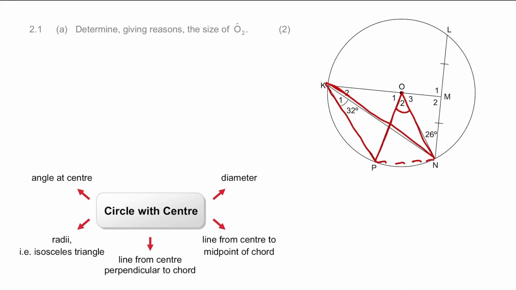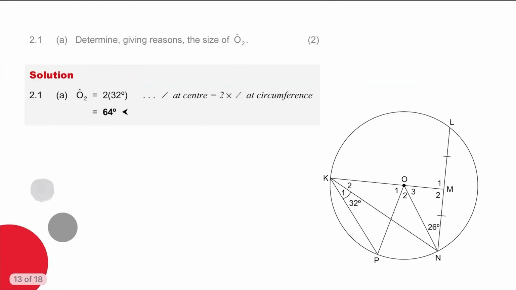PN subtends an angle which we can see at K, so there's a relationship between those two angles. And all we have to do is recognize that the angle at the center is twice the size of the angle on the circumference. So angle O2 will be 64 degrees. To write that up, we simply claim that angle O2 is 64 degrees, and our reason to justify what we said: angle at center equals twice angle at circumference.